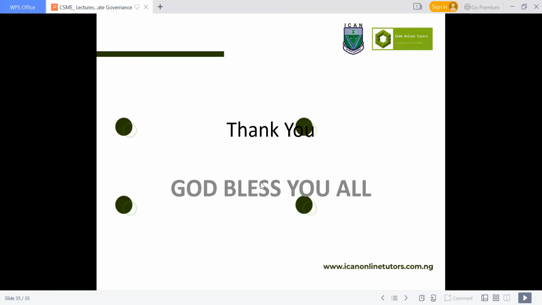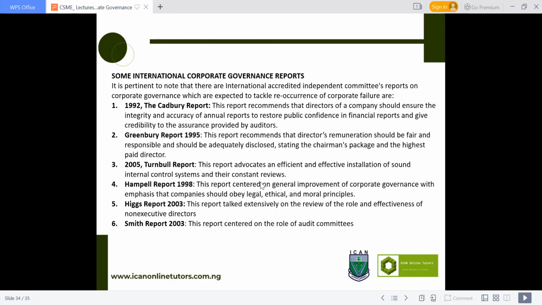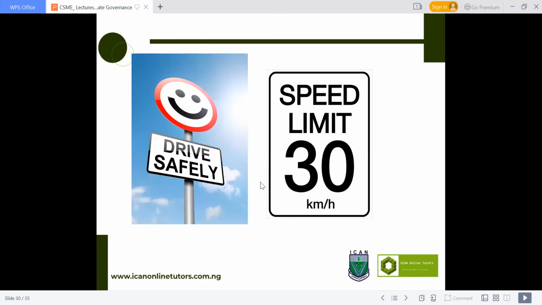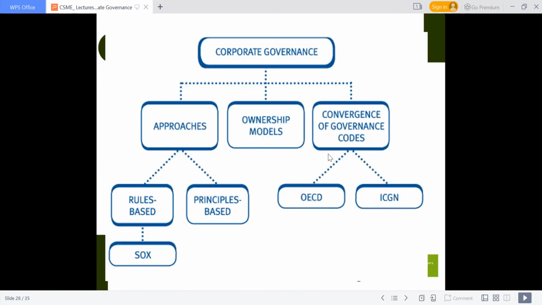And that is what we call international corporate governance, which you can see here. We have two: the OECD and the ICGN as well. It's in the PDF that I sent to you. And there's also another one which was mentioned in your syllabus as well, the Commonwealth corporate governance.